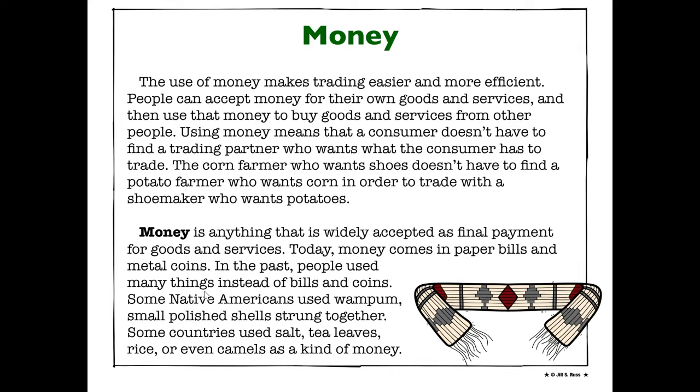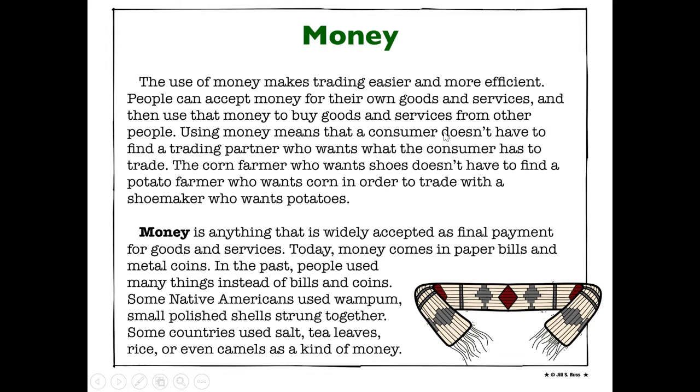The use of money makes trading easier and more efficient. Efficient means easier. Think about trading and how we had talked about the farmer and the corn and the shoes and how hard that was. People can accept money for their own goods and services and then use that money to buy goods and services from other people.